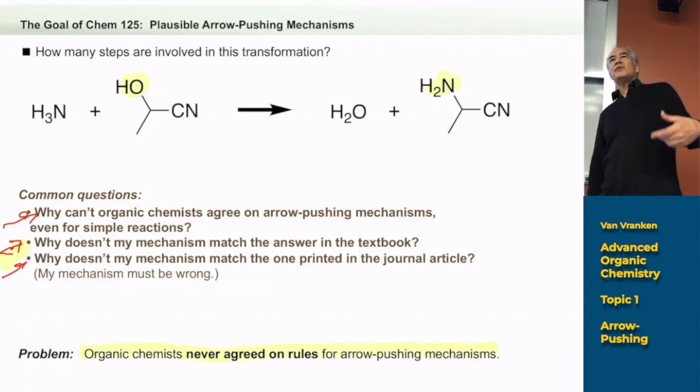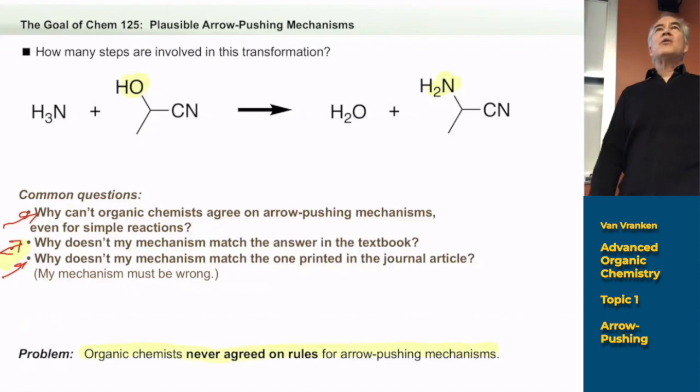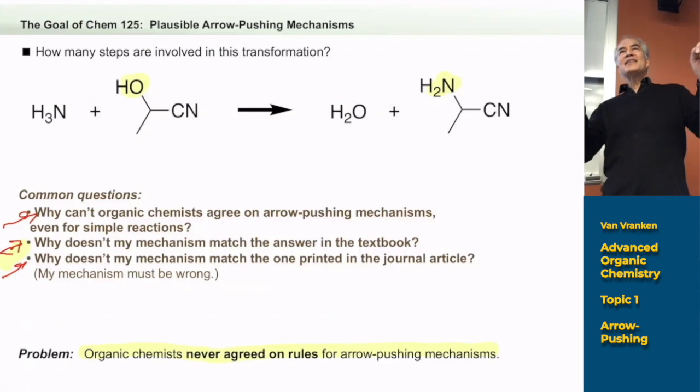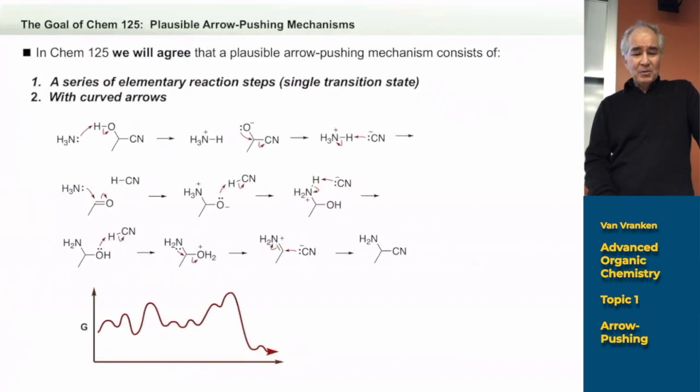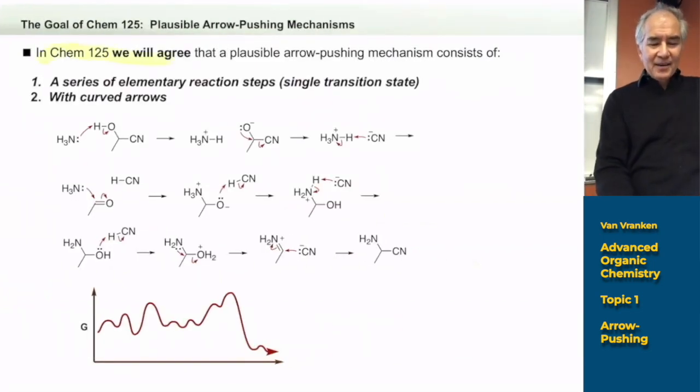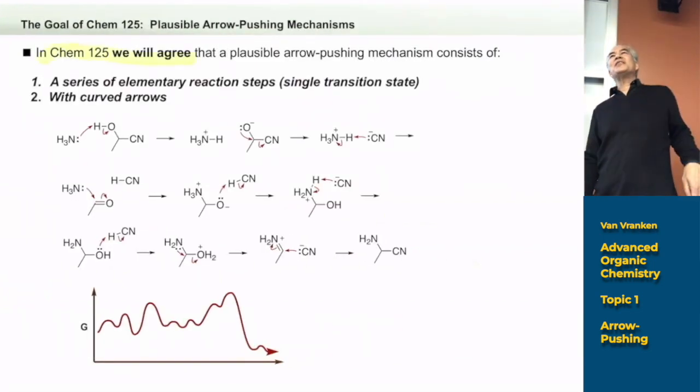Arrow pushing was first introduced about 100 years ago, about a century ago, but they never said exactly how it had to be used. They just said, here's this powerful tool for understanding resonance, for understanding how bonds form and bonds break, but they didn't say, here's the rules you have to follow. So we're going to fix that situation because we're going to start off in this class by all agreeing on what arrow pushing is going to mean.